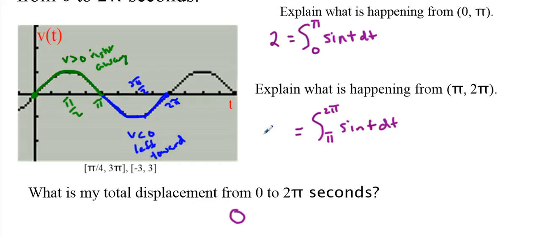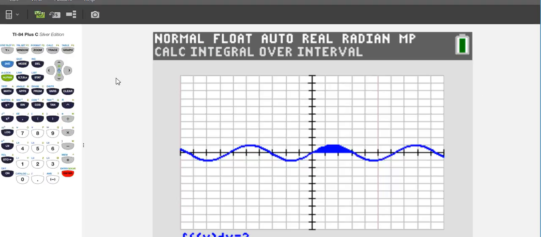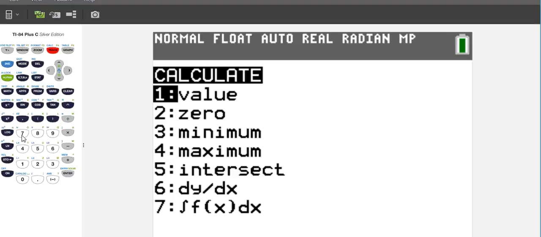Well, I'm thinking that this probably should be negative 2 because we're coming back. So let's look at this and try this again. All right, I'm going to go second calculate. I'm going to go down to 7 because I'm going to find the integral.